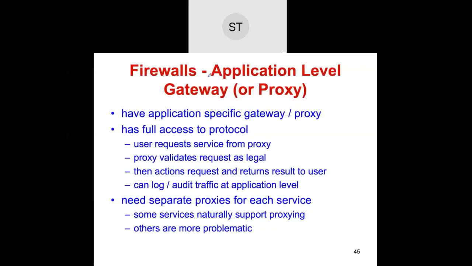Then the second firewall is the application level gateway. This is named as proxy.